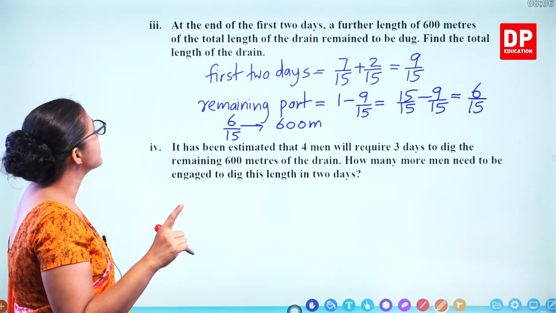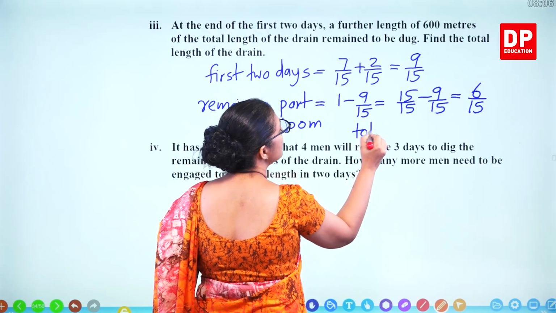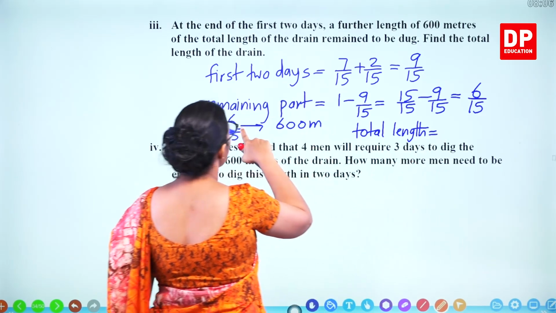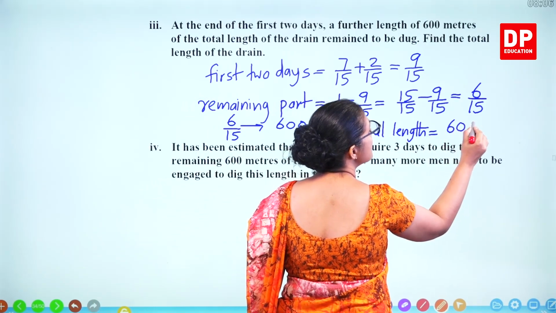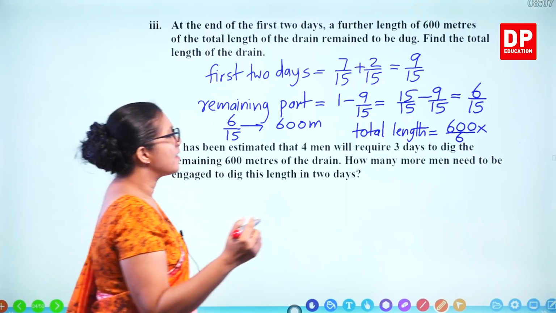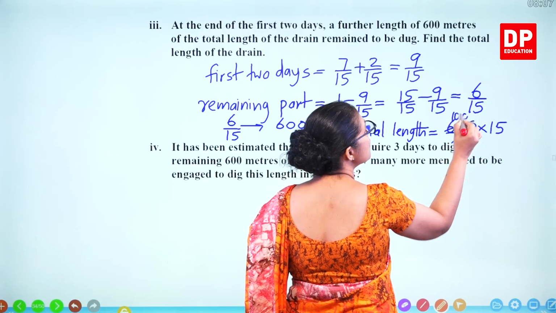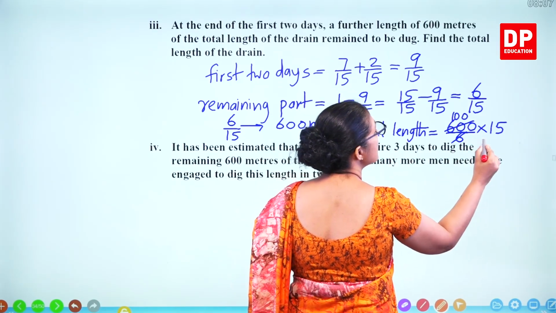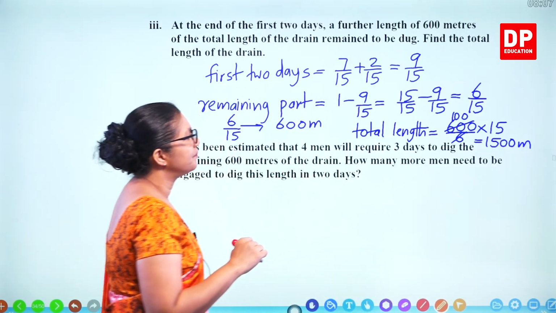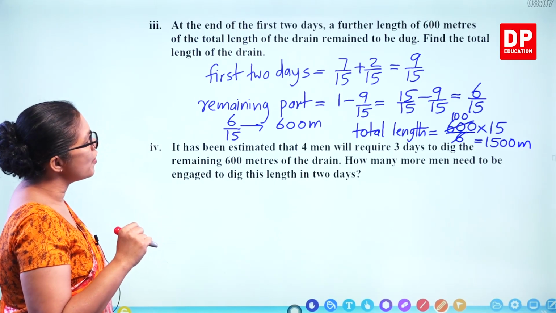So they are asking what's the total length of the drain. So total length becomes 6 parts, this much. So 600 divided by 6, and full thing means 15 parts. So multiply by 15. 100 times 15, so you get 1500 meters. And the next part, that's the last part of question number 1.